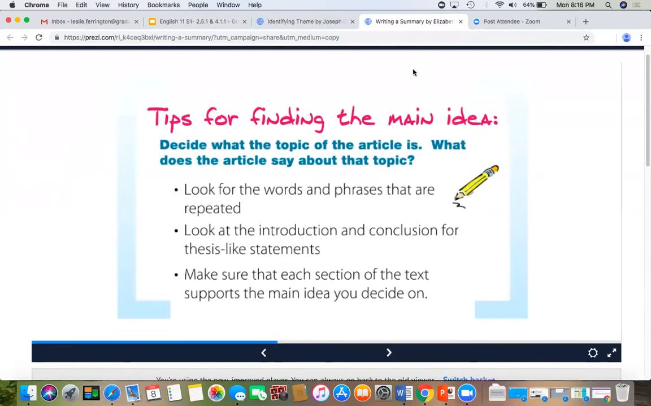Tips for finding the main idea. Decide what the topic of the article is. What does the article say about that topic? You want to look for words and phrases that are repeated. You want to look at the introduction and conclusion for thesis-like statements. And you want to make sure that each section of the text supports the main idea you decide on.